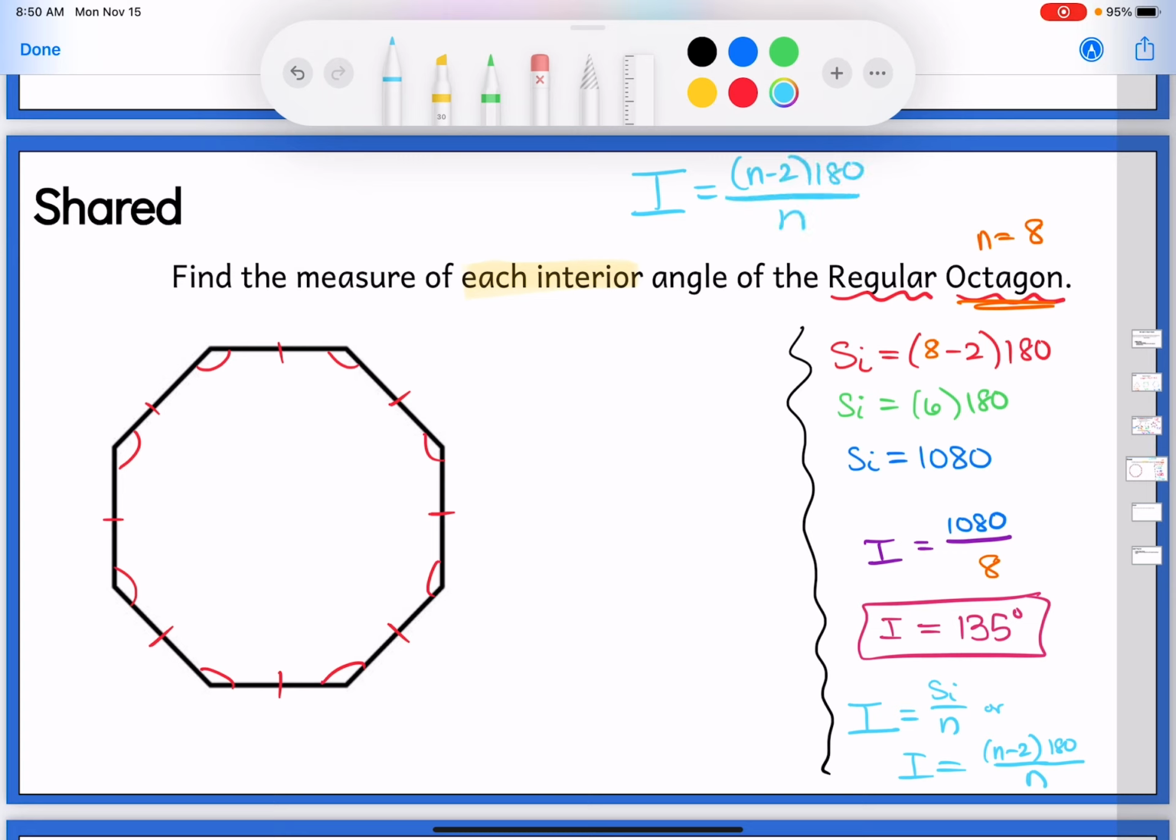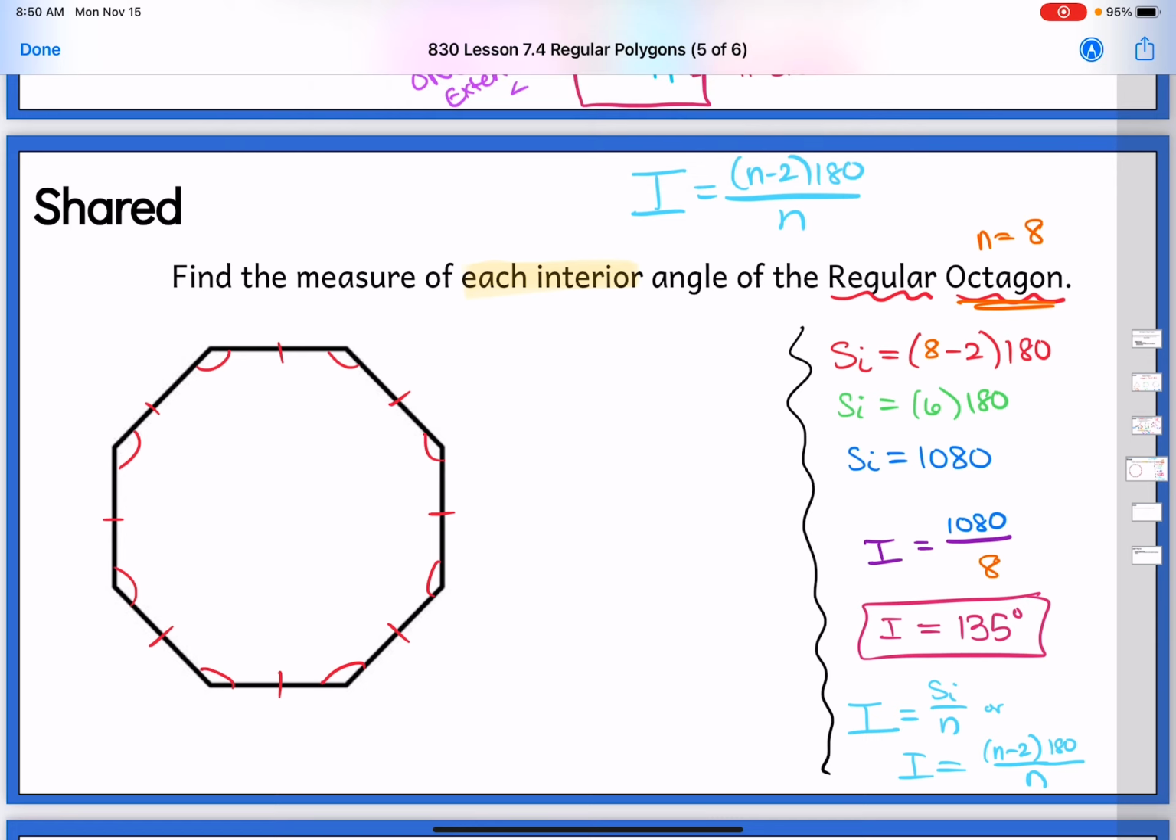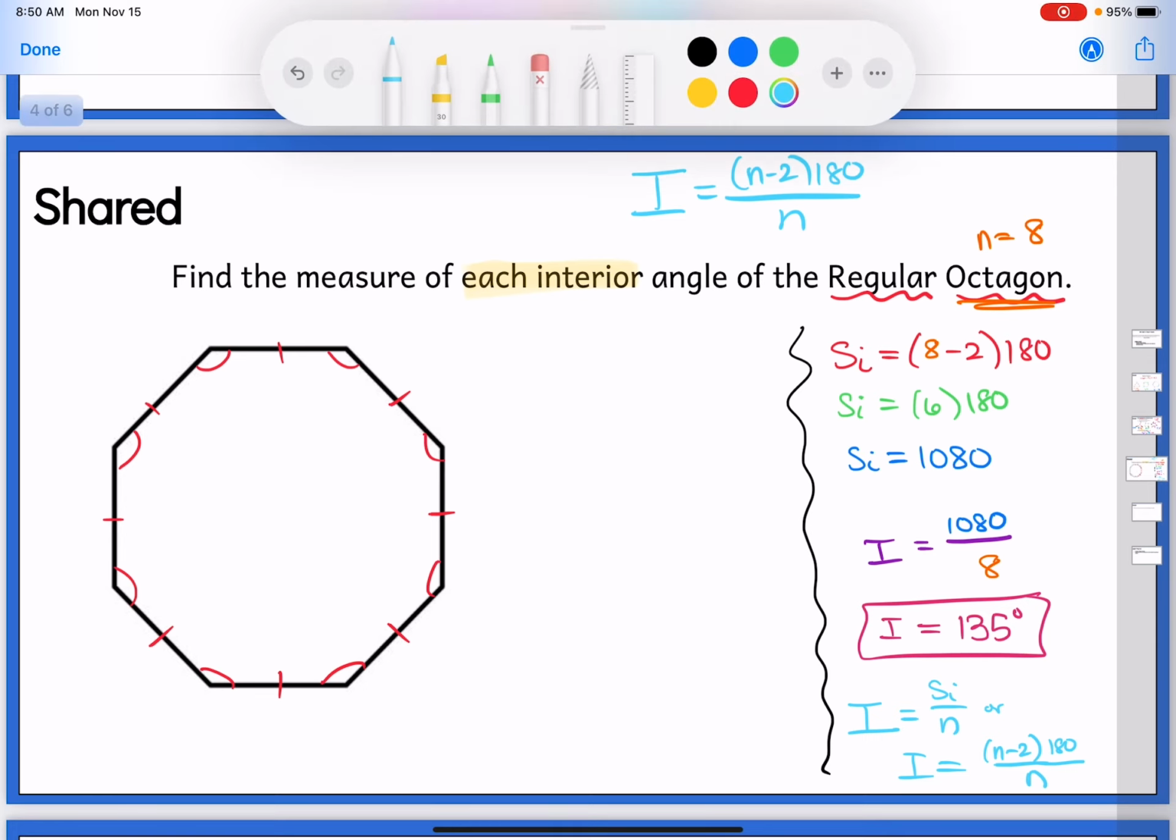Just so you can see it a little bit better. But that's not the only way to do it, right? Did anybody use the formula that we just learned in the last one? So that formula said that E equals 360 over N. So I could figure out one exterior angle, right? And then I know that the interior angle, I just have to subtract from 180. They form a straight line.